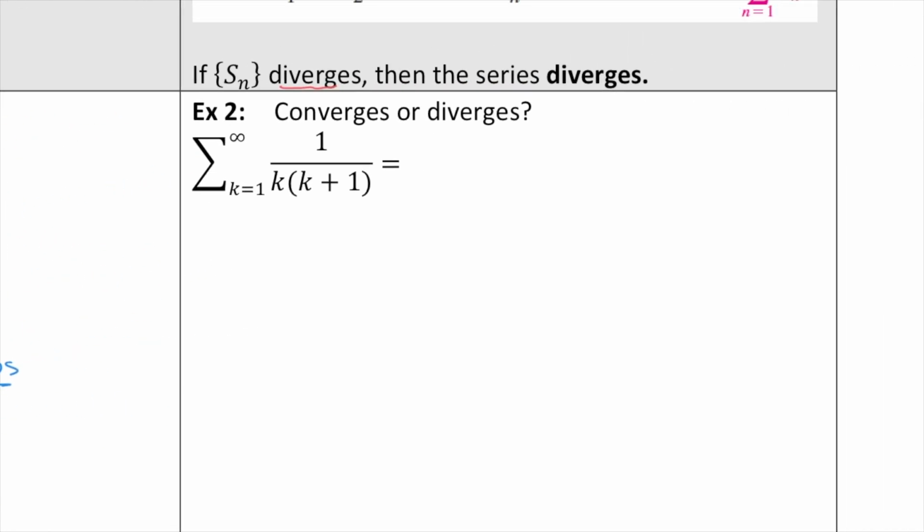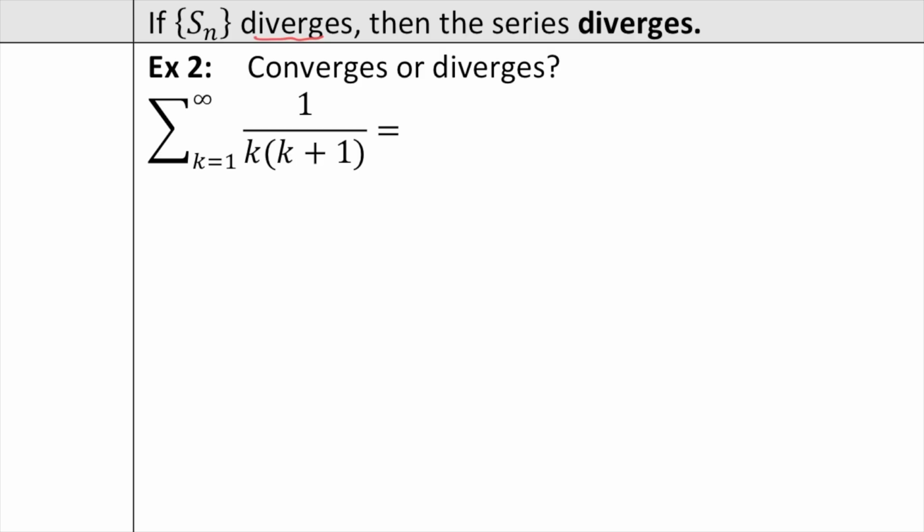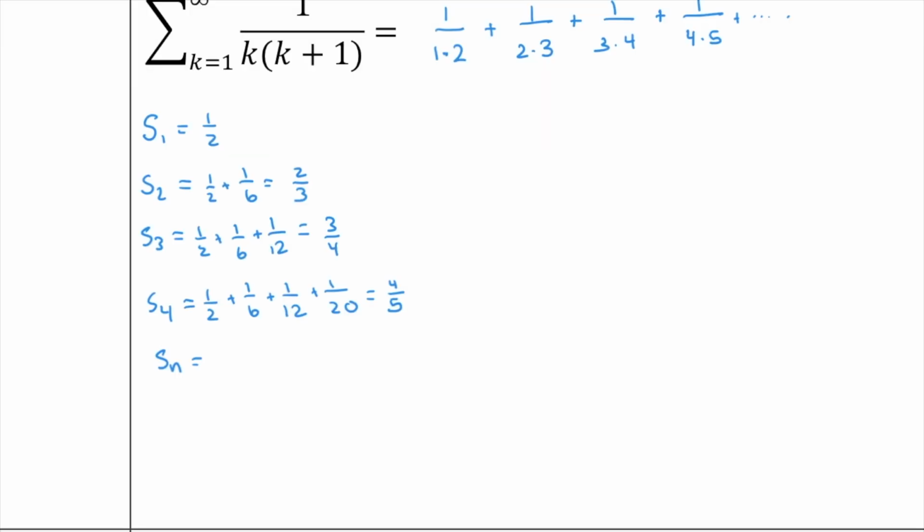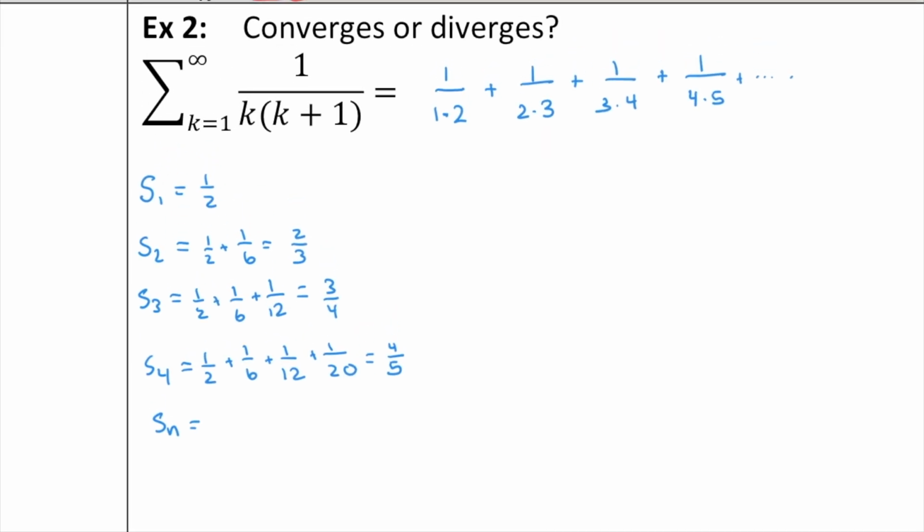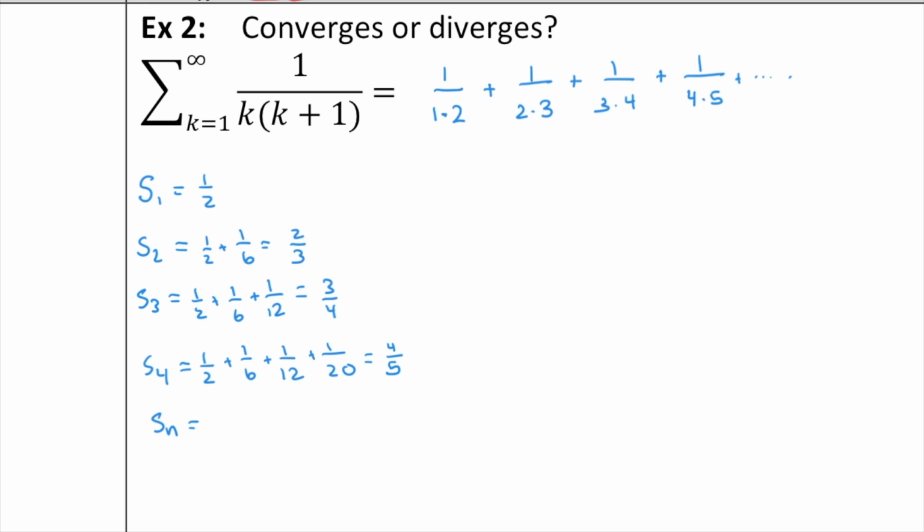For example 2, we want to know if this problem will converge or diverge. So again, let's write out a few of the terms. We have 1 over 1 times 2. We have 1 over 2 times 3. 1 over 3 times 4. 1 over 4 times 5.